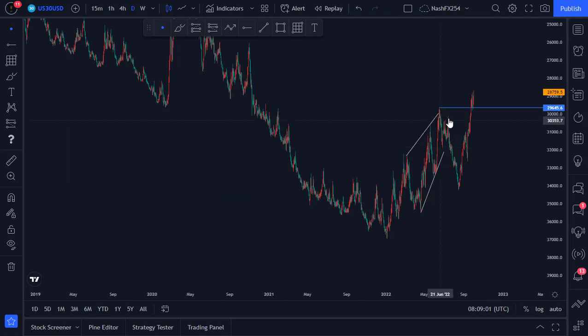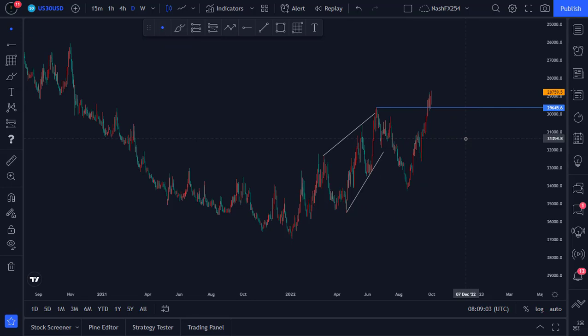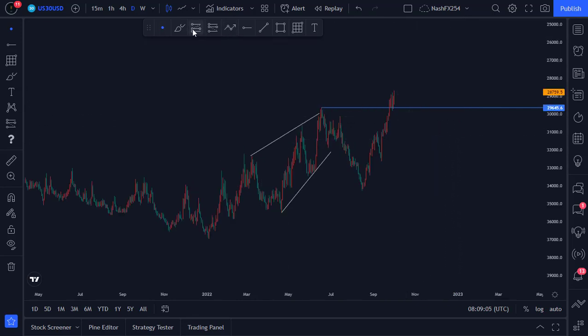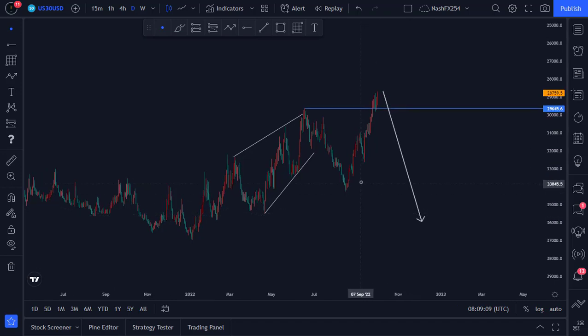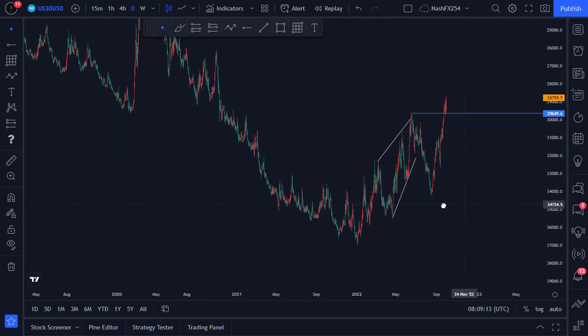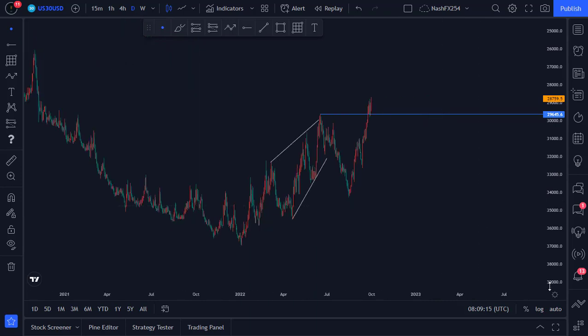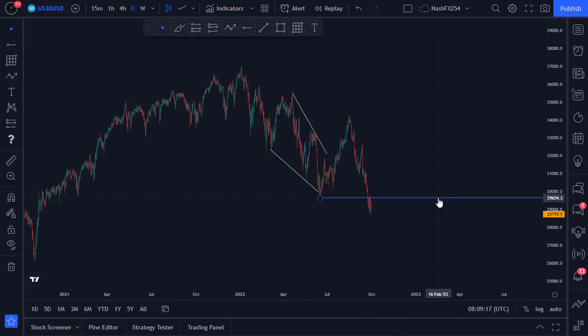So seeing this break of structure, I want to see the price pushing back. Let's take a look if we can get a pattern. Let me just invert it back. Yeah, I can take this.